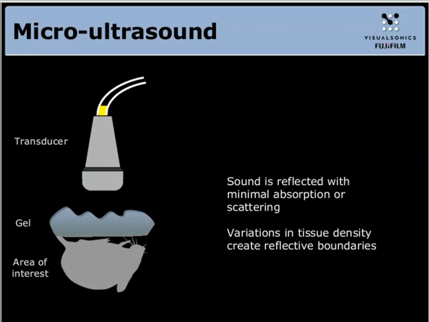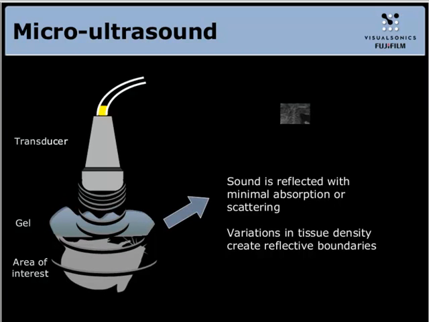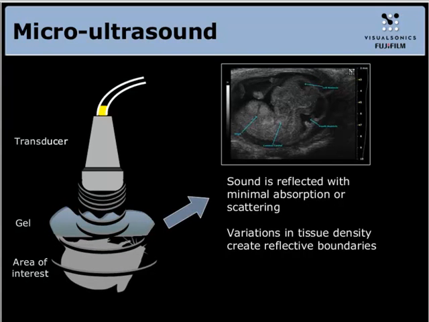Just to give you a sense of how the imaging is done, a schematic here, a transducer generates ultrasound waves. It propagates into the animal, in this case, using some coupling gel. The reflected sound comes back, and what we're really looking at is a map of variations in the tissue density and the different reflection boundaries.